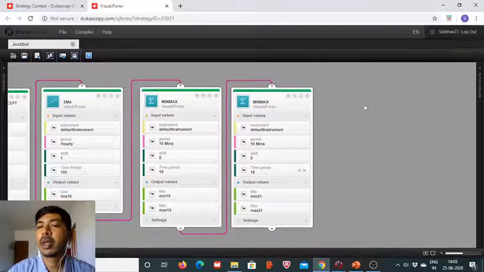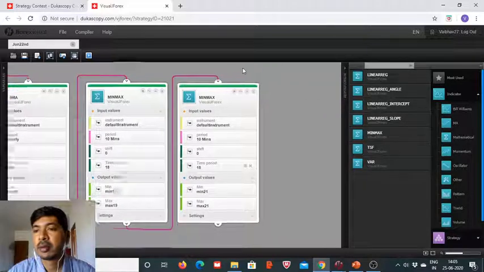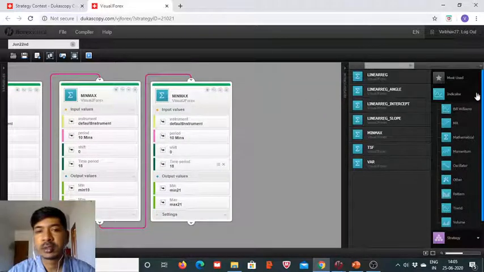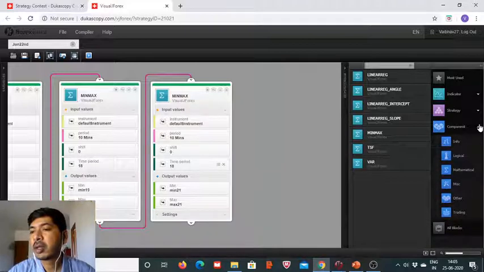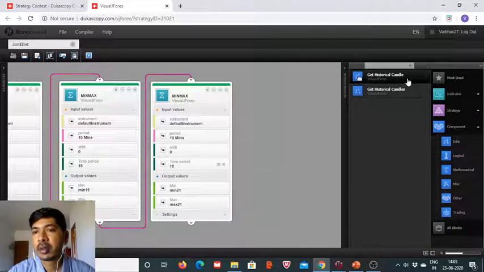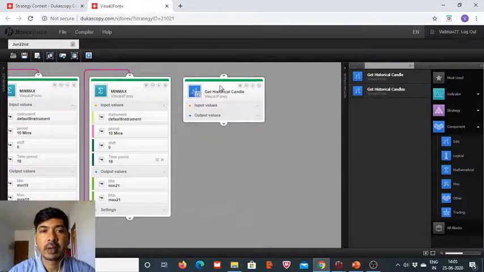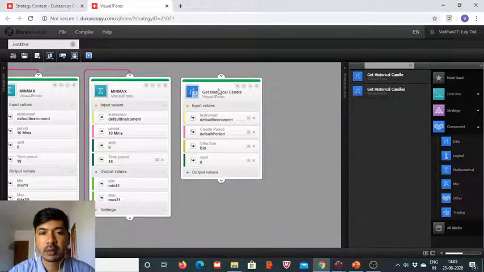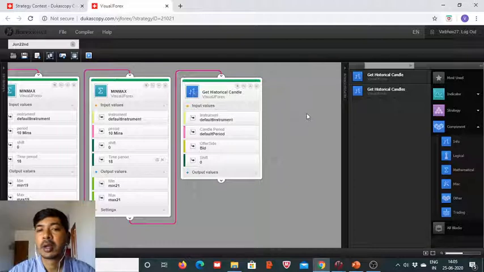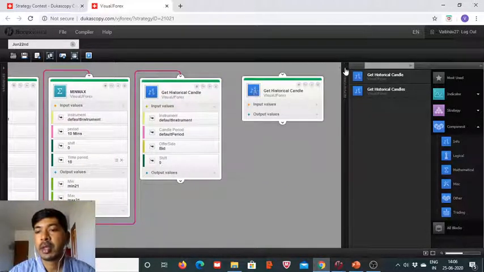Now we have to bring in the historical candle data of 1 hour each. So here we will need info, get historical candles, last hourly close, and then the hourly close 10 hours back. For that, one more will be needed.